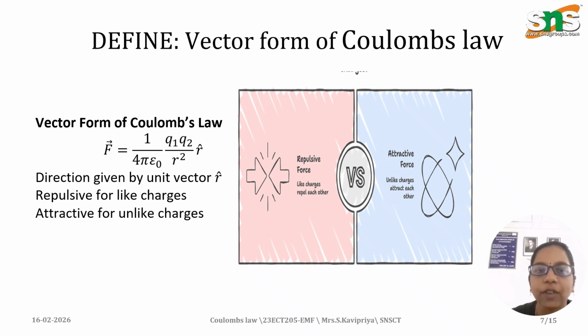Next is the vector form of Coulomb's law. We represent it as F vector equals 1 by 4 pi epsilon naught Q1 Q2 by r square times r vector. The direction of the force is given by the unit vector r. We have already learned that like charges repel each other and unlike charges attract each other. So there is a repulsive force between like charges and an attractive force between unlike charges.